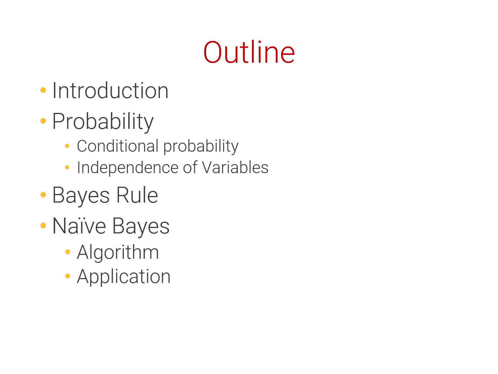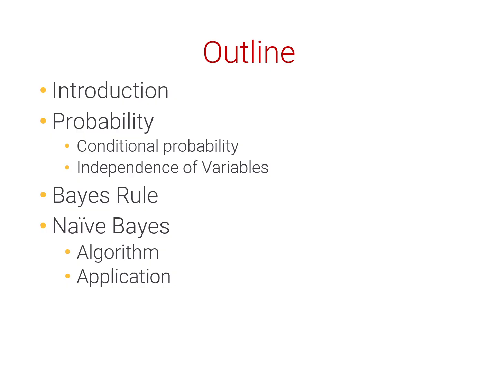Next, we'll introduce the concept of conditional probability, which allows us to calculate the likelihood of an event occurring given prior knowledge or evidence. This is where things start to get interesting, as conditional probability plays a central role in Bayesian inference. Building upon conditional probability, we'll explore the independence of variables, a key assumption in the naive Bayes algorithm. Understanding when and why this assumption holds true will help us determine the applicability of naive Bayes to different problem domains.